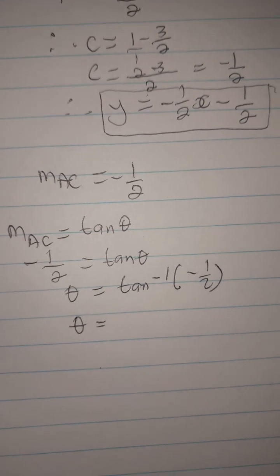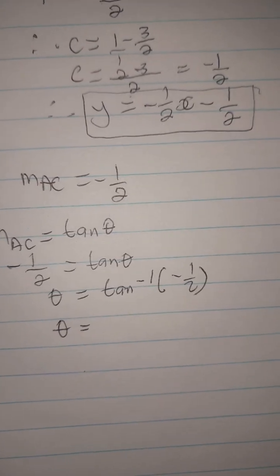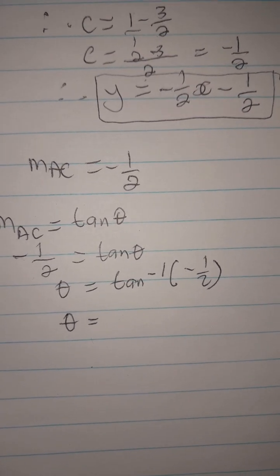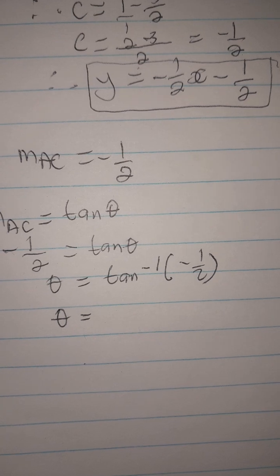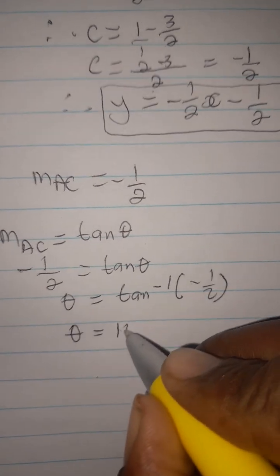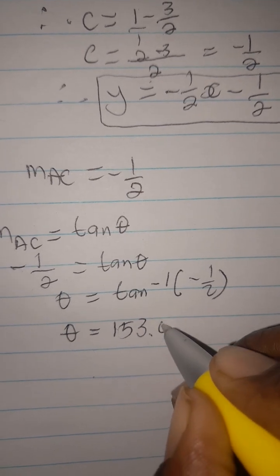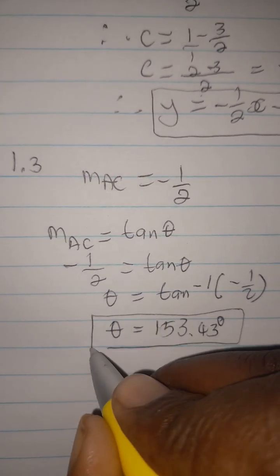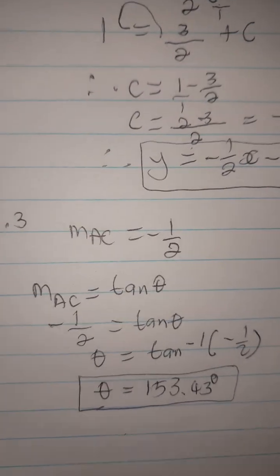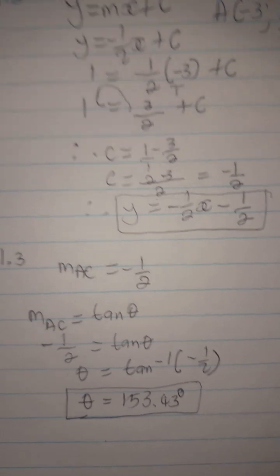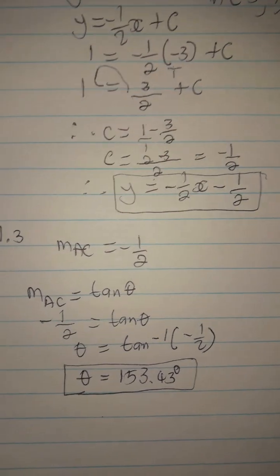You are going to have negative 26.56. Then that negative 26.56 added to 180 gives us theta as 153.43 degrees. So this is our angle of inclination, right, guys? Hope you saw it, guys. So, so far so good.